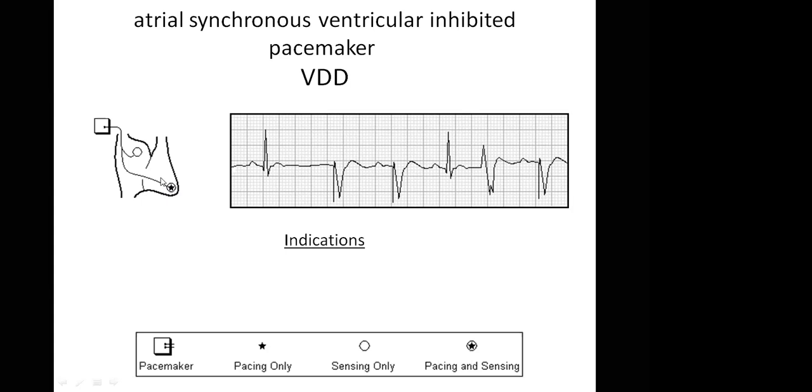So remember, it's a ventricular lead. So the chamber paced is the ventricle, so you put V, right? But the chamber sensed is both atrium and ventricle, so you put D. Okay? So that is where VD comes from.